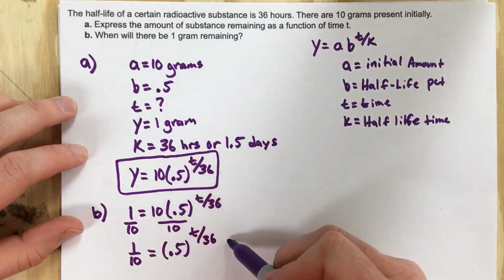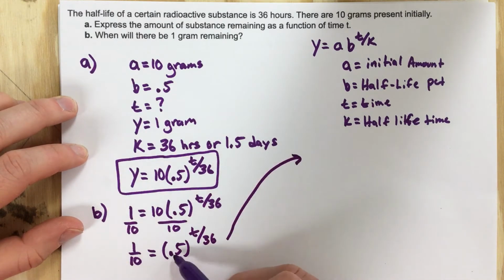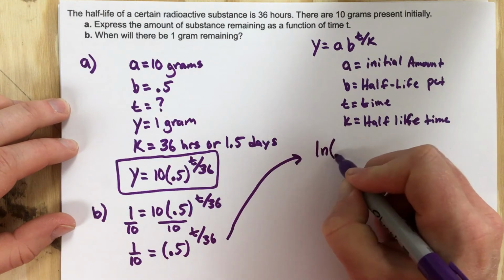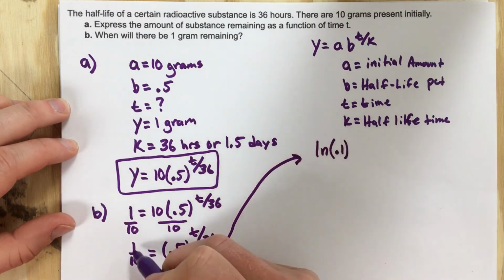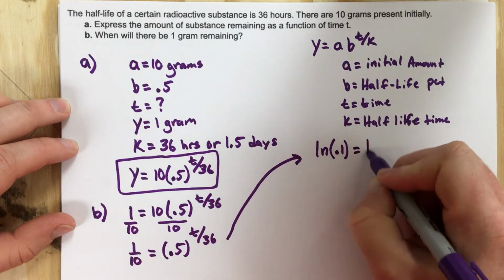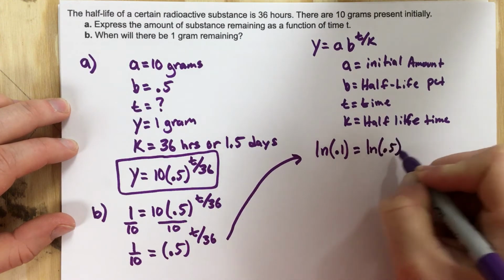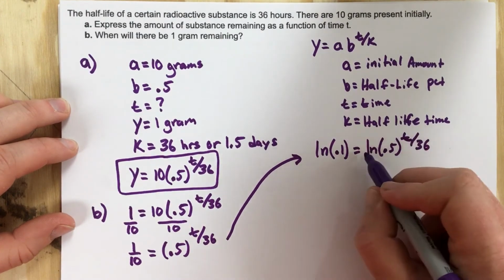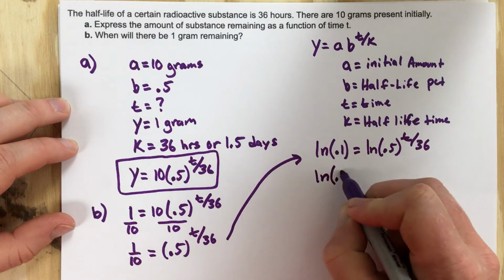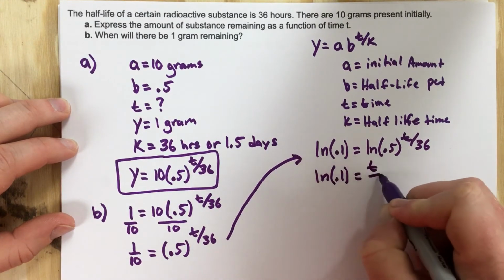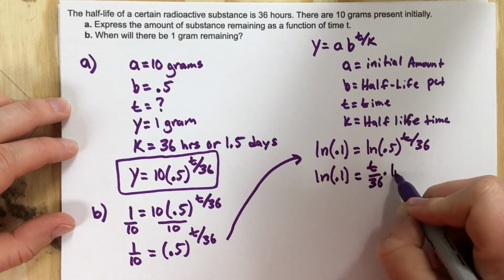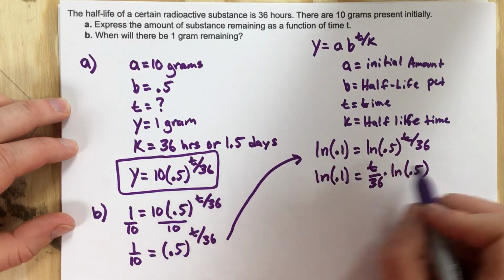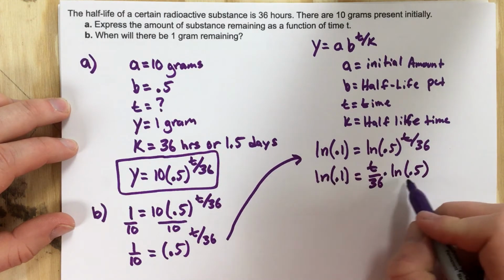And now I'm going to take the natural log of each side, because I need this exponent to come to the front. So I'm going to end up with natural log of 0.1, since 1 divided by 10 is 0.1, equals natural log of 0.5 to the t over 36. This can come to the front, so I get natural log of 0.1 equals t over 36 times natural log of 0.5. Now I need to multiply by 36 on each side and then divide by natural log of 0.5.